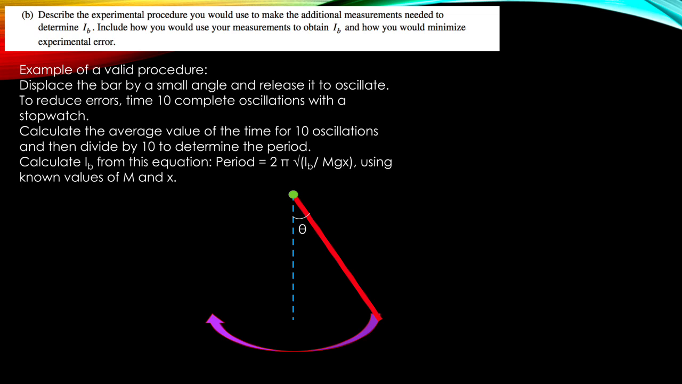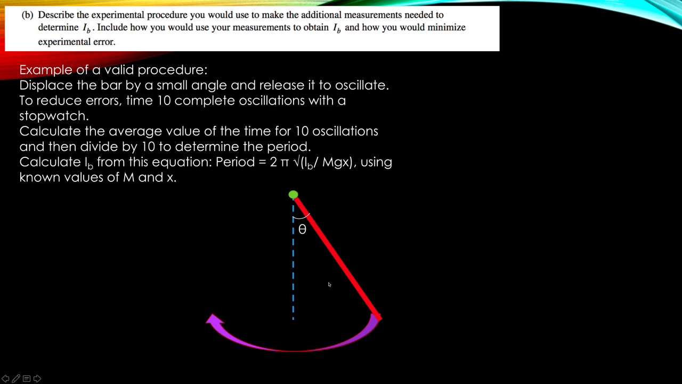Okay, so part B asks us to describe the experimental procedure you'd use to make the additional measurements needed to determine IB. Include how you use your measurements to obtain IB and how you'd minimize experimental error. So here's one example of a valid procedure that they give in the answer key. It's a pretty simple one, and I think it's a good one to use.